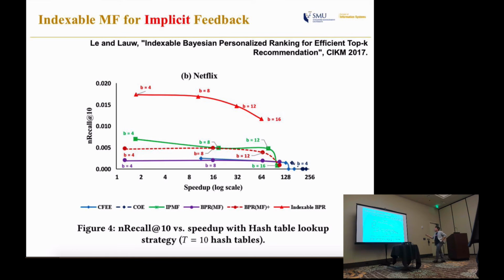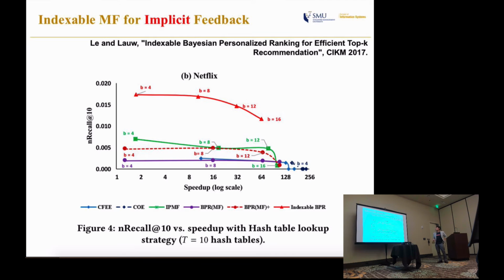Now, but IBPR, because it's based on the ranking, it does perform better than some of the other techniques. So for example, IPMF is the green one. IPMF optimizes for the ratings, while IBPR optimizes for the triples or the rankings. And it does better in terms of the top K ranking. Now, this is for working with LSH.